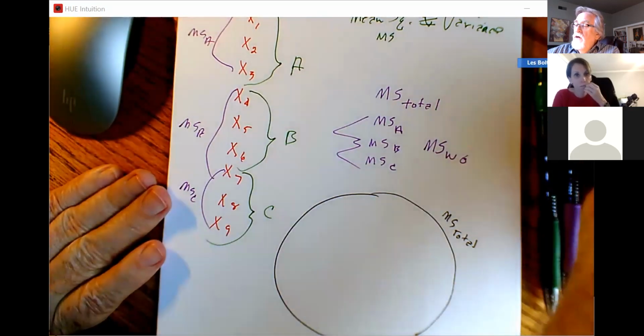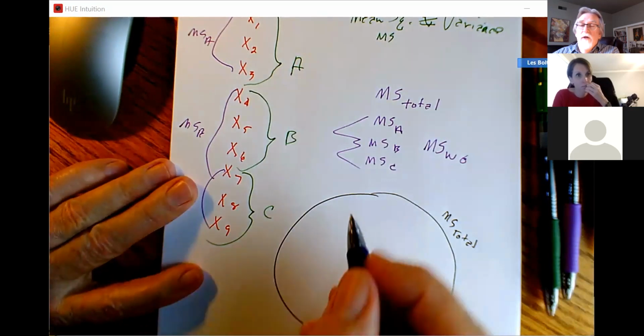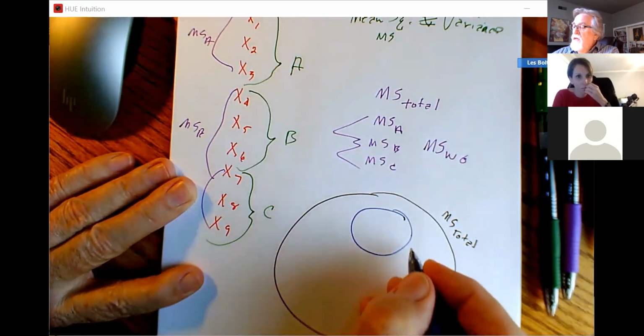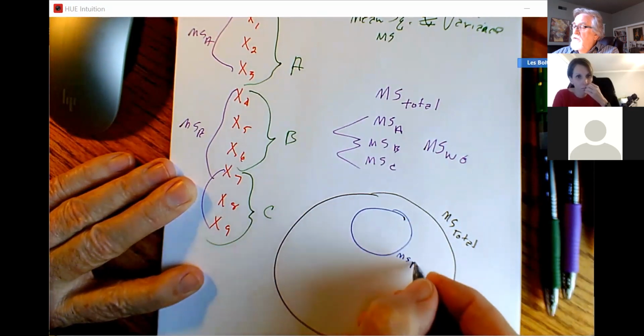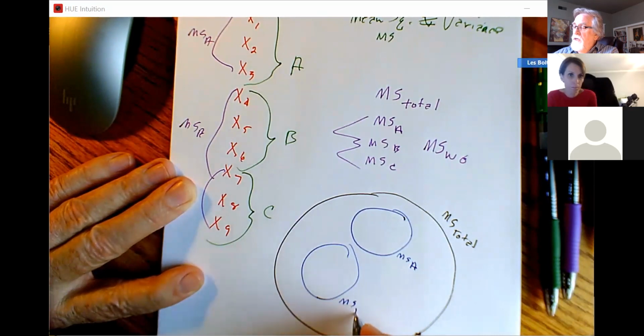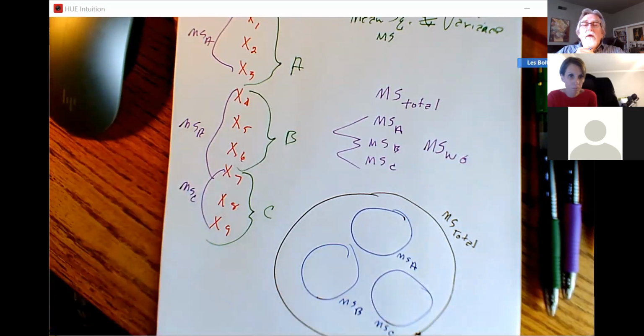Then there's three smaller circles within that, one of which is mean squares for group A, one of which is mean squares for group B, and one of which is mean squares for group C. And we know that their total mean squares within those groups does not add up to the total mean square. So what's going on? What else is happening here?